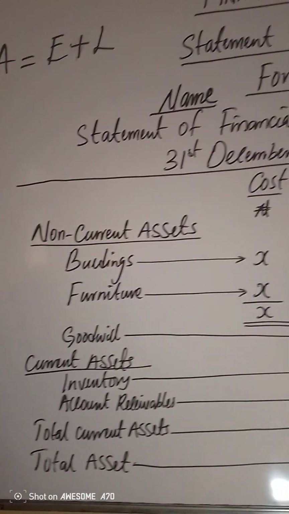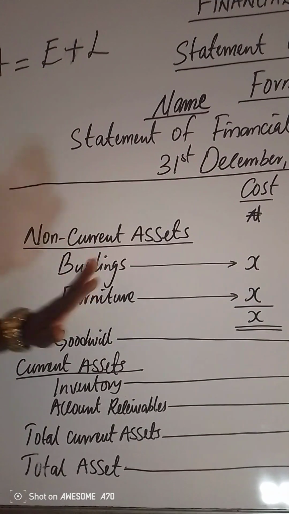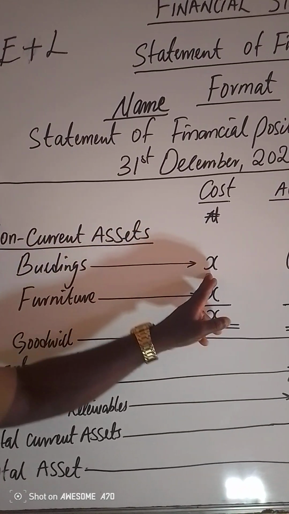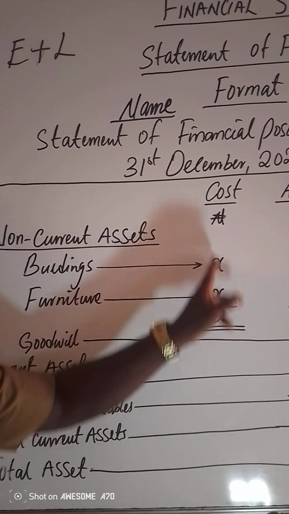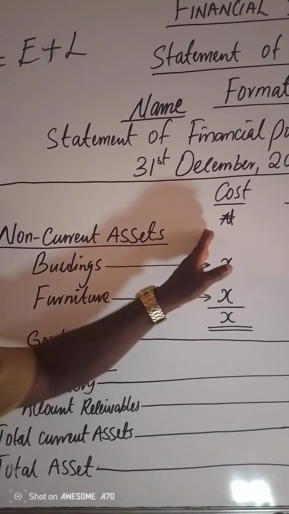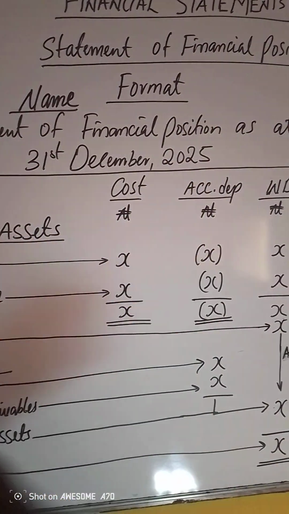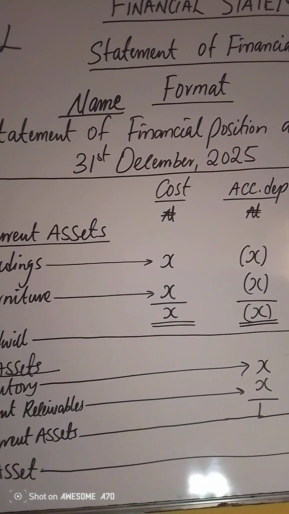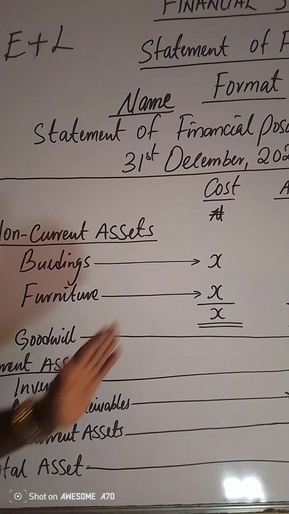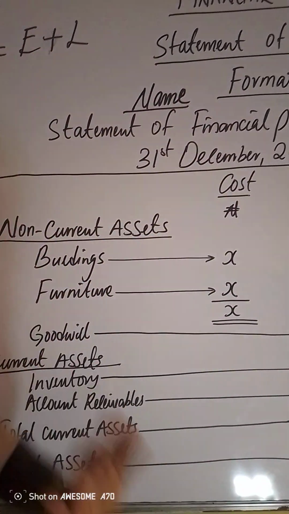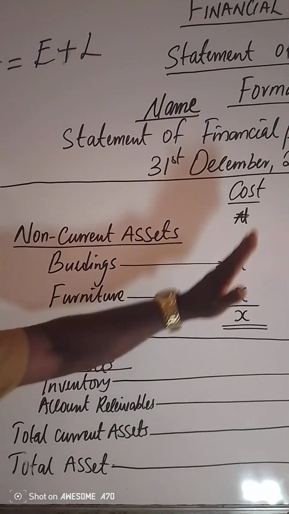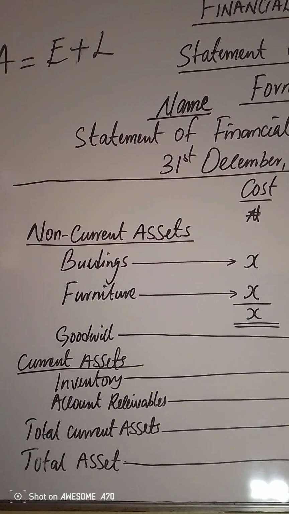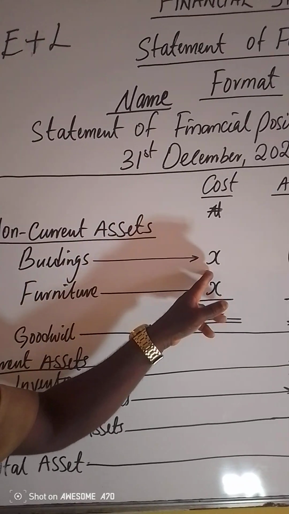For example, we have buildings. So you must put them under the respective head. The initial cost, what is called the historical cost of the building, we put on the first naira sign. Mind you, we have three naira signs. All these naira signs are used accordingly. That's why it's called the format: you must follow the arrangement based on the figures, what you put in which naira sign. So here, the cost of the building will be here.